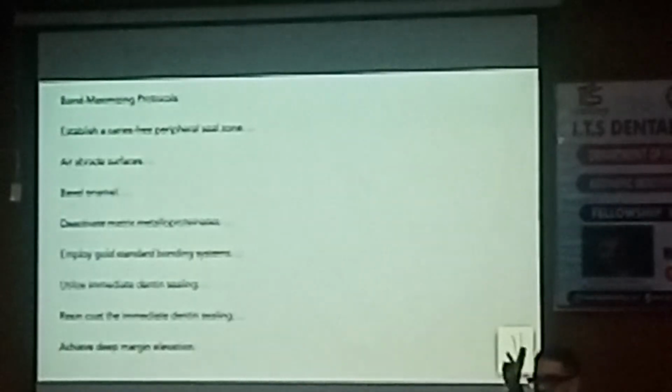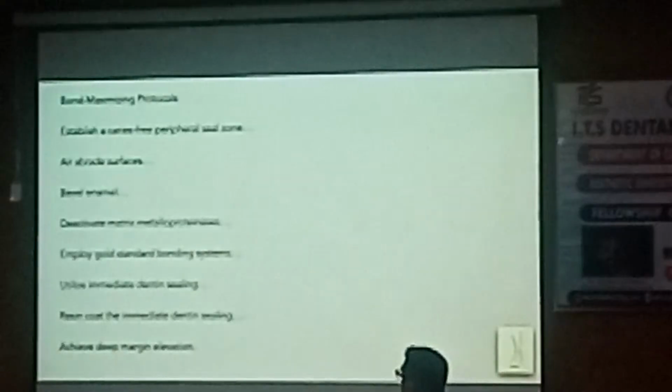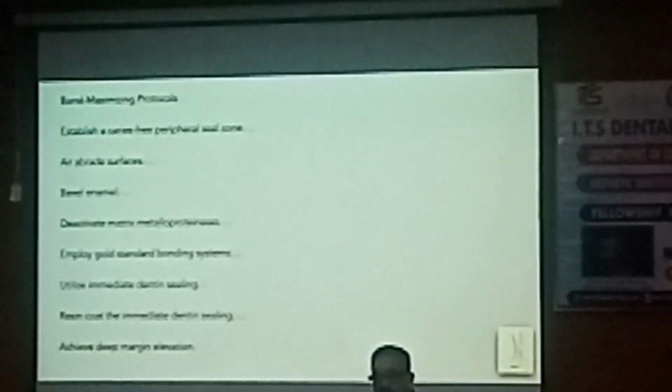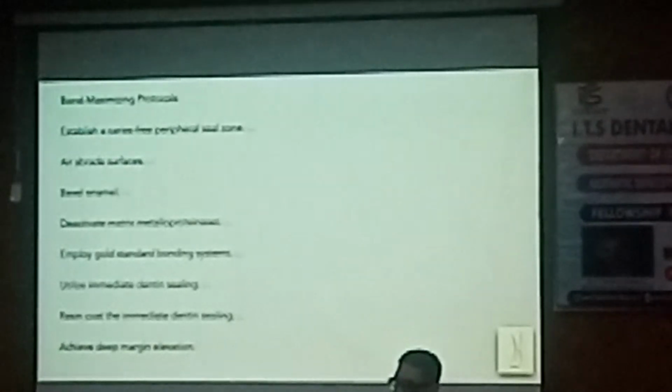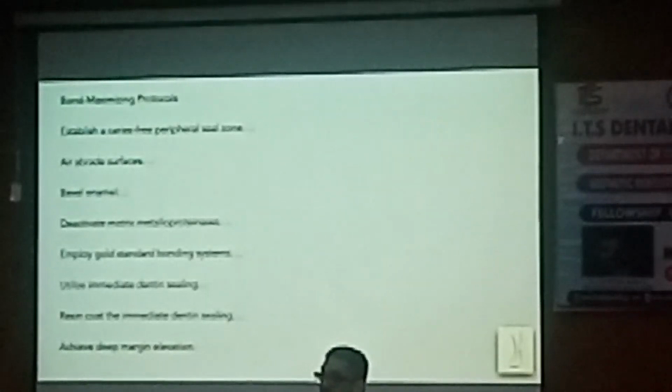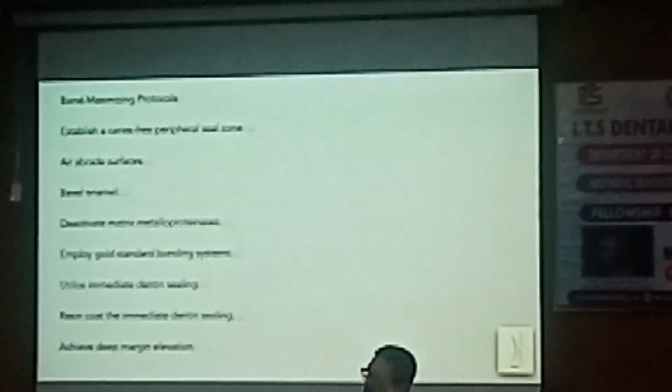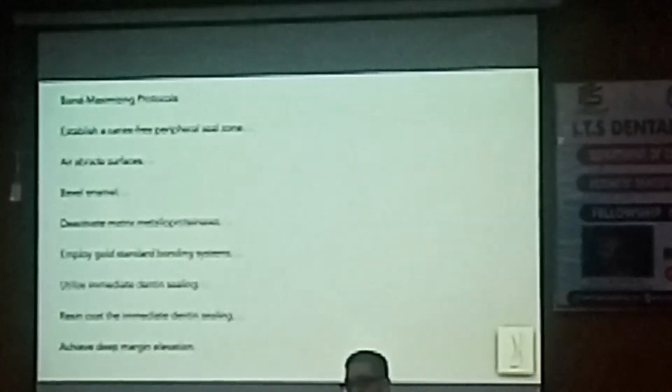Then that is your stress management protocols. When you come to bond maximizing protocols, the first thing is you have to establish a caries-free peripheral seal zone. That's what Dr. Shishisa told you, that 2 millimeters of caries-free. Invariably, the peripheral part of your preparation should not have caries. Can the center part have caries? Yes. Can I allow a little bit of caries to stay there? Of course you can do it.